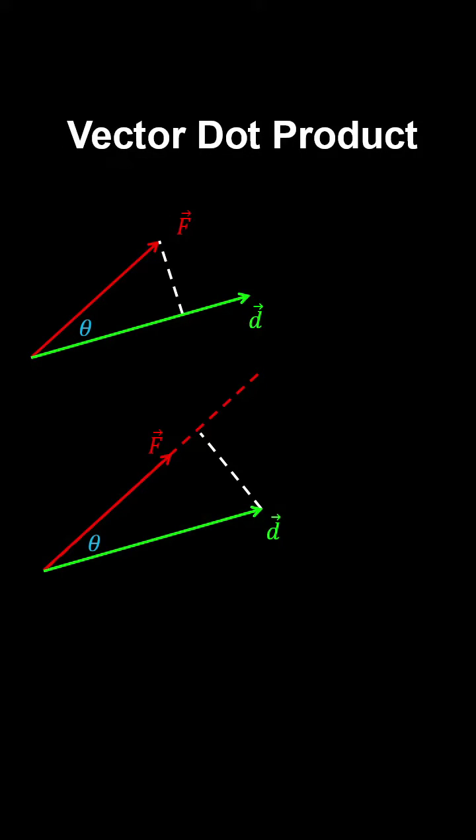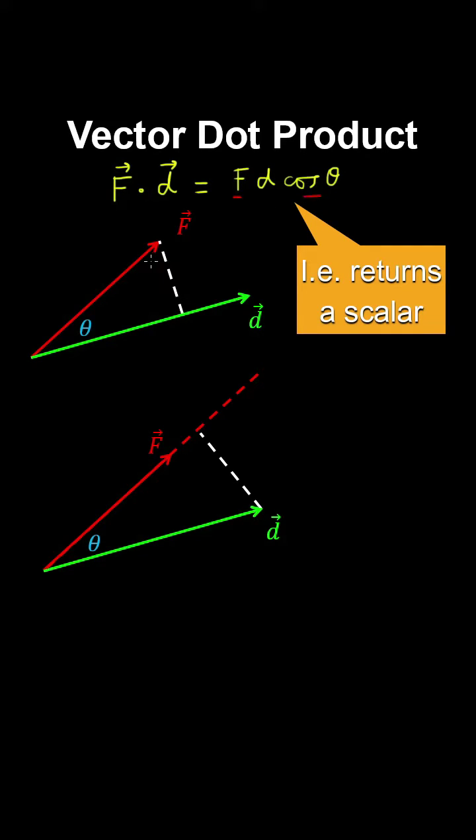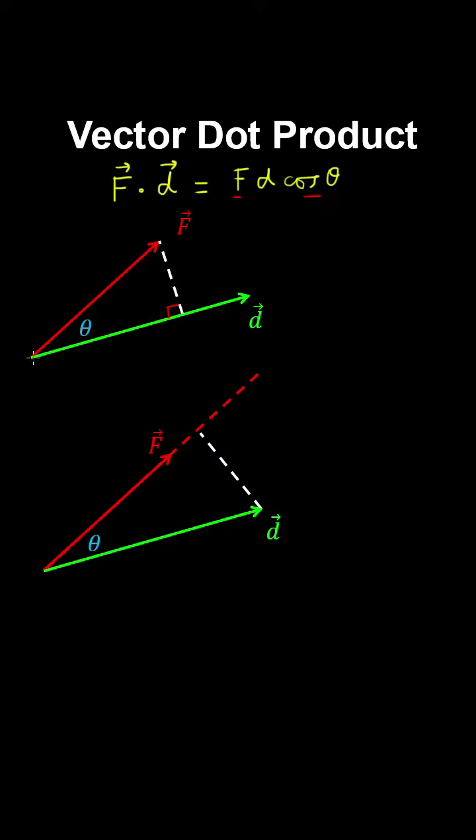The dot product, or the scalar product, between two vectors is one way of multiplying vectors and is defined as the product of the magnitudes of both vectors by the cosine of the angle between them. So in this case, f cosine theta can be seen as the magnitude of the orthogonal projection of the vector f in the direction of vector d.